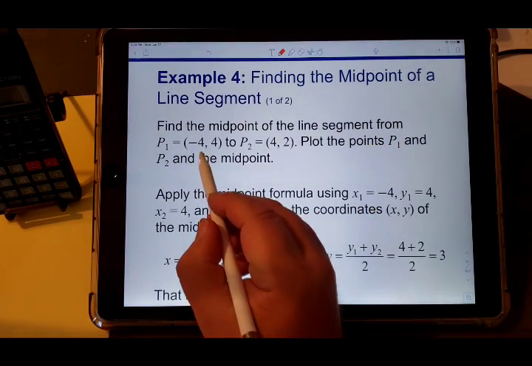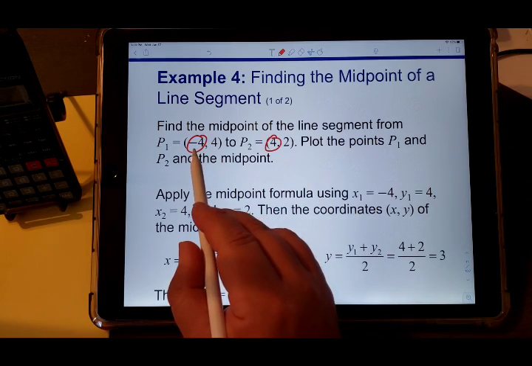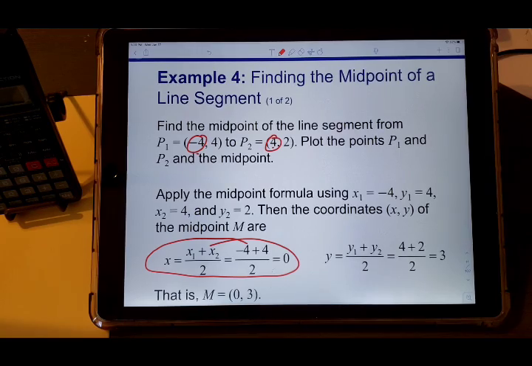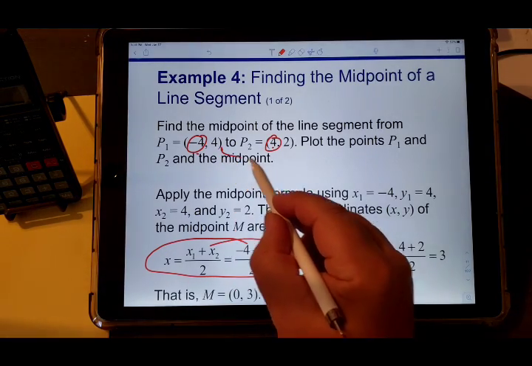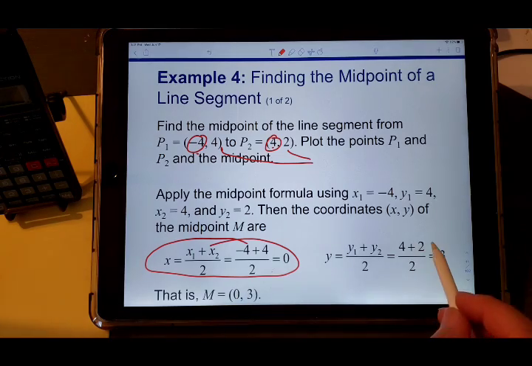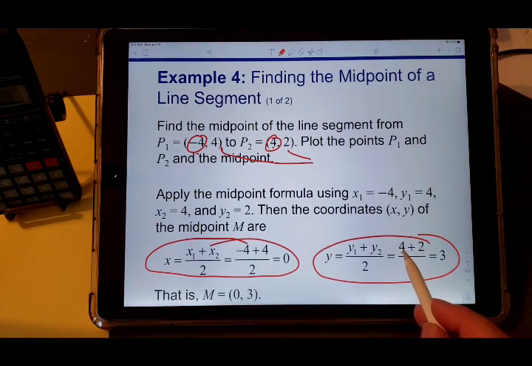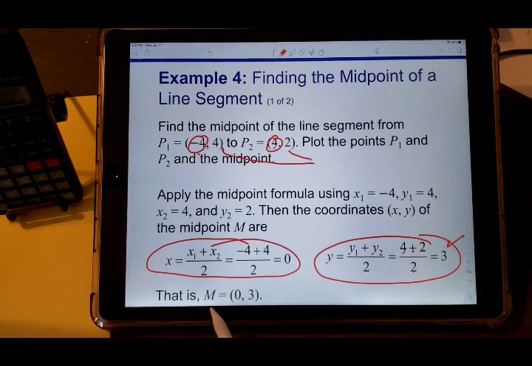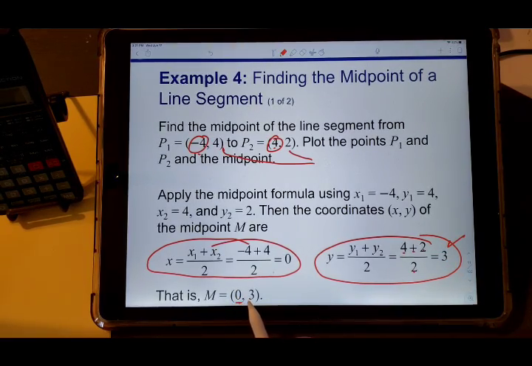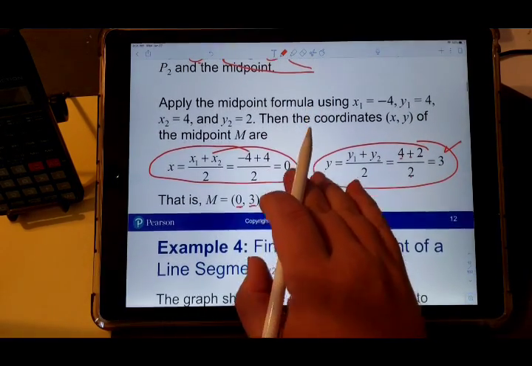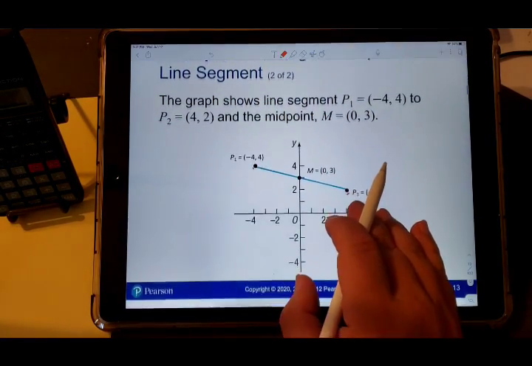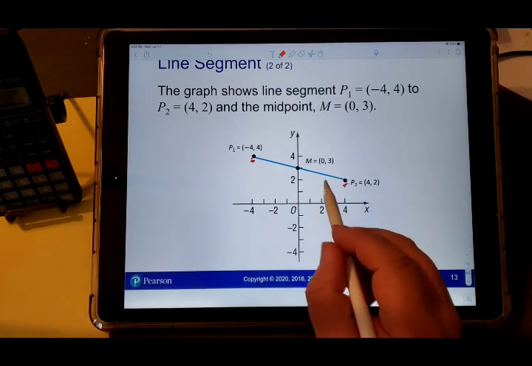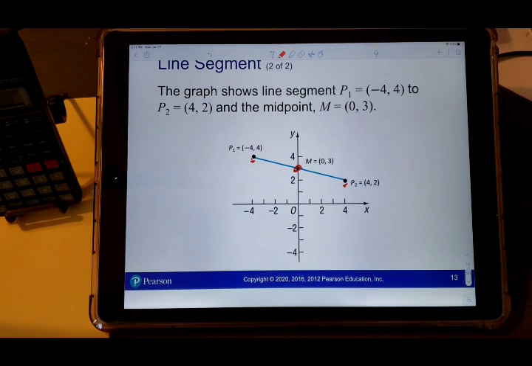So on this one, the average of the x's, well, the average of -4 and 4 is 0, and they did the calculation to show that, to punctuate that, I guess. And what's the average of 4 and 2? Well, to find the average of 4 and 2, you add them up and divide by 2, and you'd get 3. So putting that all together, average of the x's, average of the y's, I get 0,3. So they went ahead and did that here. This was the first point, this was the second point, and the midpoint is the point right in the middle.